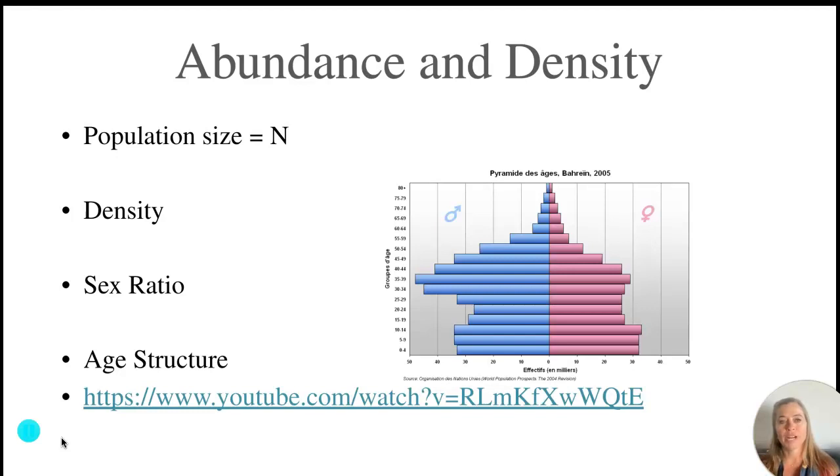Populations are described in a variety of ways. They can include things like abundance or the number of organisms in a population. In this case, it's oftentimes represented by the letter N, which means the number in the total population, or little n, which means a subsample of that total population. Density is how many organisms are living in a unit area. Sex ratio talks about how many males to females there are, and an age structure diagram is oftentimes used to model both the abundance and the sex ratio in a population because that can help us make predictions about what's going to happen in the future.